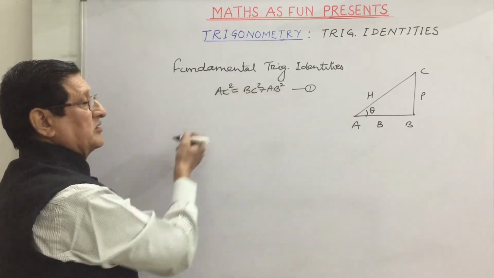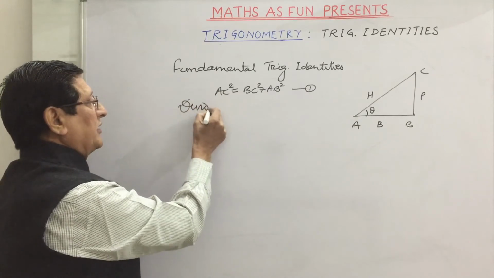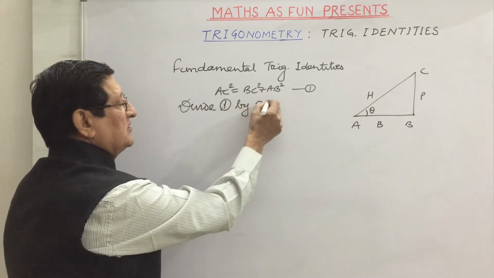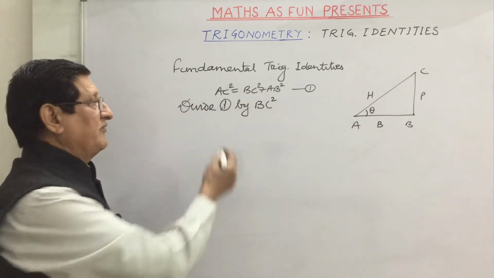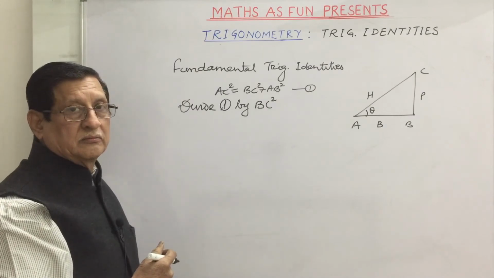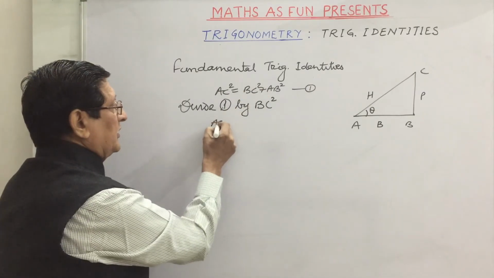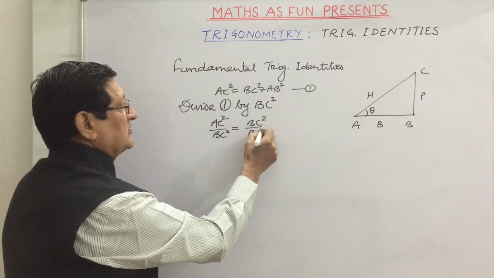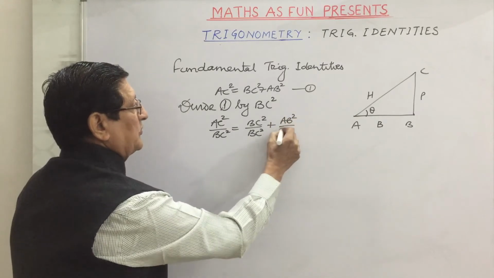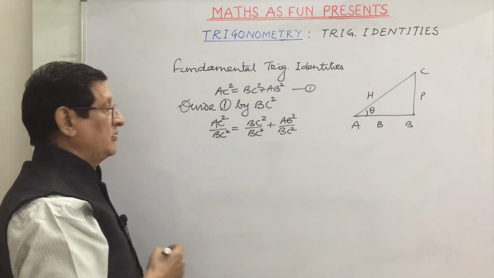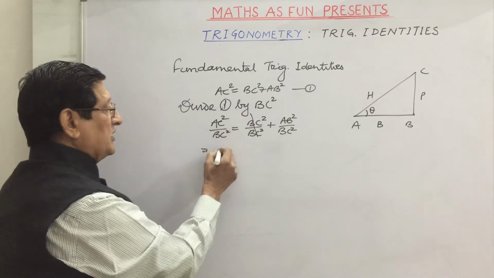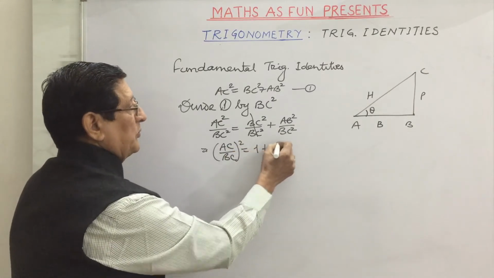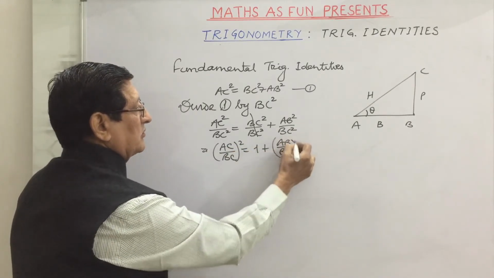We take the same equation, and if we divide 1 by BC square this time, then we are getting AC square upon BC square equal to BC square upon BC square plus AB square upon BC square. Here this cancels. AC upon BC whole square is equal to 1 plus AB upon BC whole square.